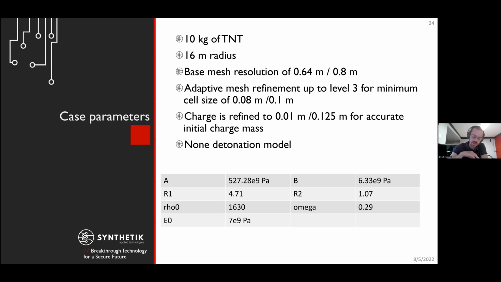And then additionally, we refine our initial charge a little further. Basically, we just want to make sure that we get a correct and accurate initial mass of that charge. We don't want a super blocky charge, which is either going to overshoot or undershoot the actual mass that we're aiming for. So that's refined up to level 5, or sorry, level 6.